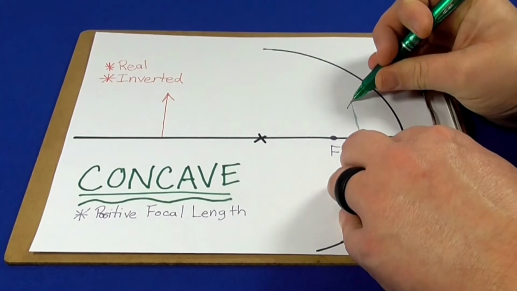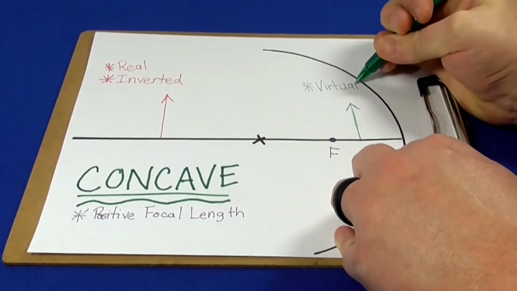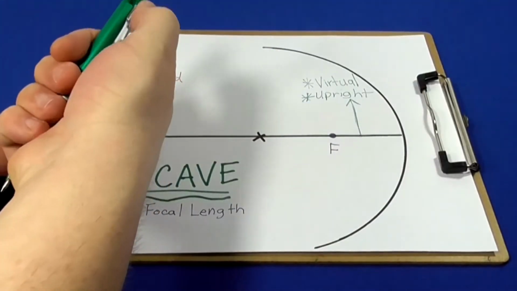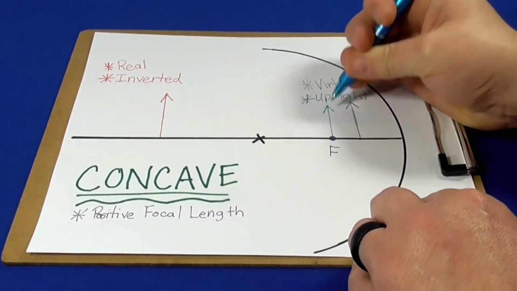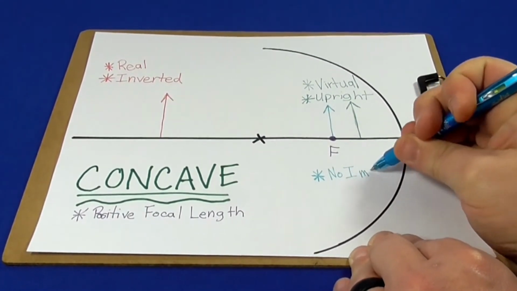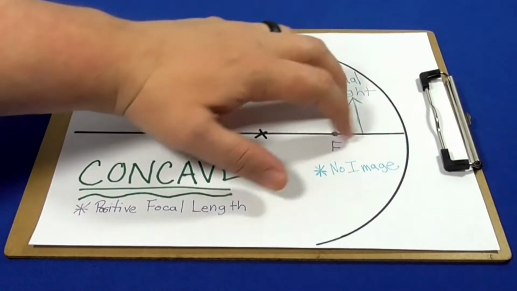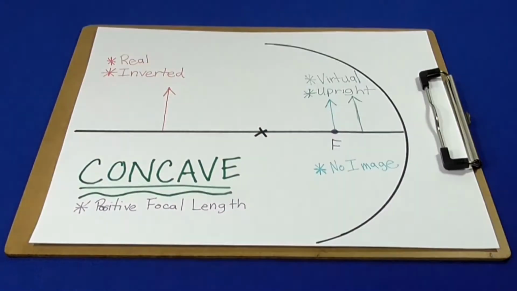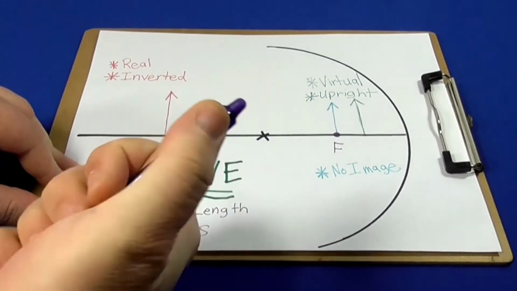If you place an object inside the focal point, you'll see a virtual upright image that is always larger than the object. If you place an object at the focal point, the image disappears completely. This all occurs because light reflects off a concave mirror and converges or comes together at the positive focal point.